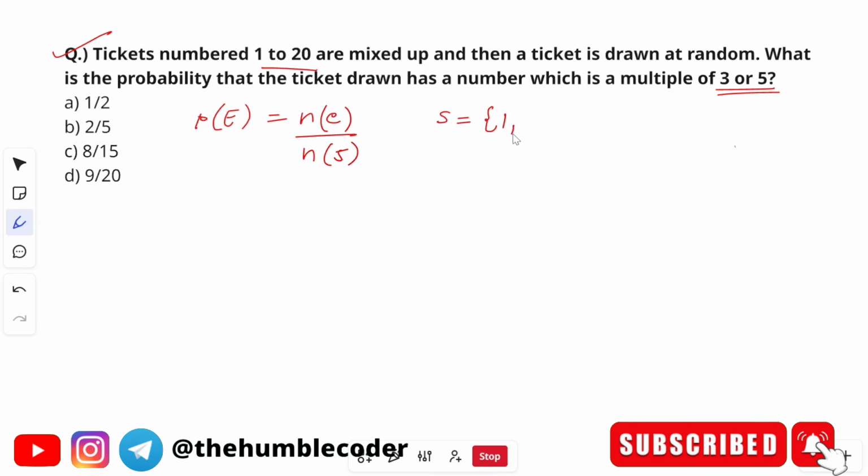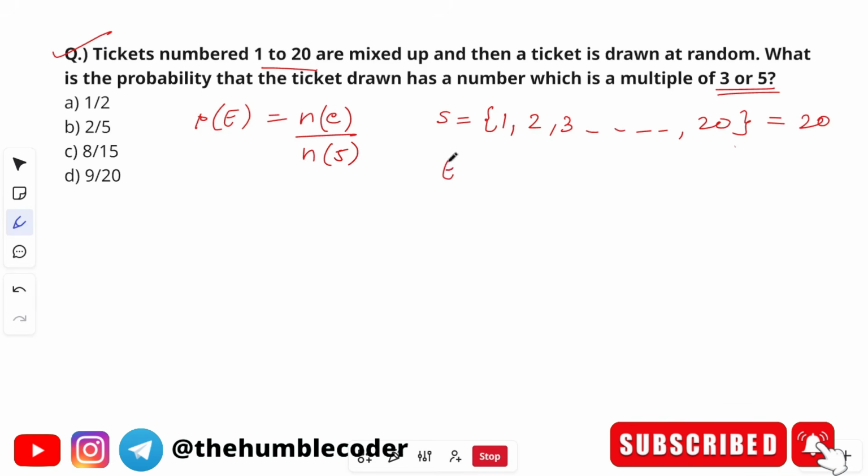The sample space can be any digit from 1, 2, 3 up to 20, because we are given 20 tickets and we have to draw one. So we can get any number from 1 to 20, and this is what our sample space is going to be. So the value of the sample space is going to be 20, because we have these 20 numbers.